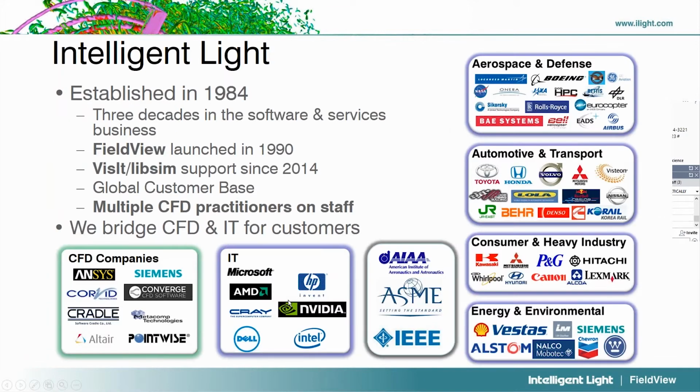Okay, so moving on to a quick introduction. This is our corporate slide. Intelligent Light is the name of a company, but we're better known for the name of our product, FieldView. You can see that we've been around for quite a while. Our company, Intelligent Light, has a background in aerospace. Most of the large aerospace companies in the world do use FieldView for their post-processing. You can also see a number of references, such as research centers like NASA, JAXA, DLR.